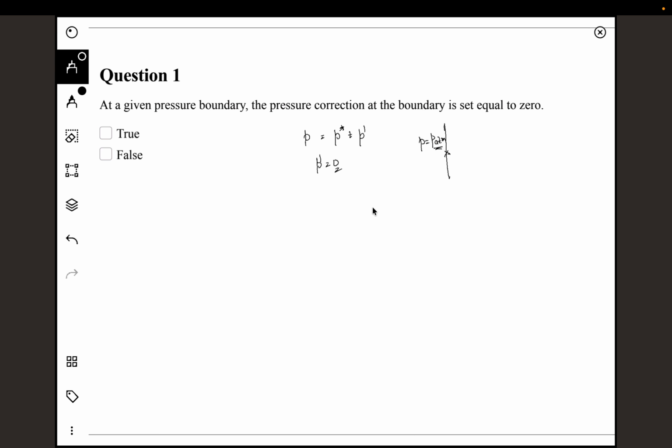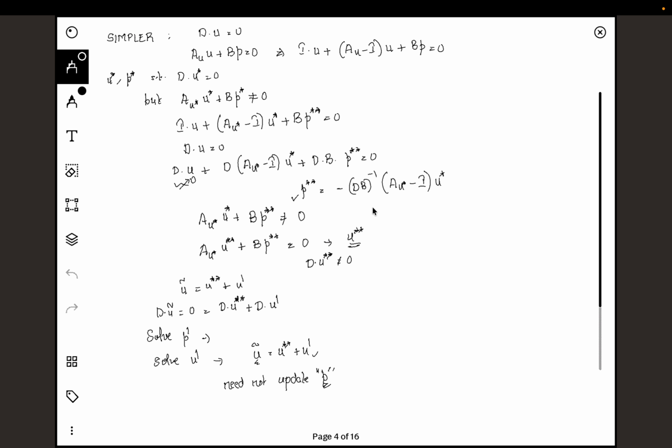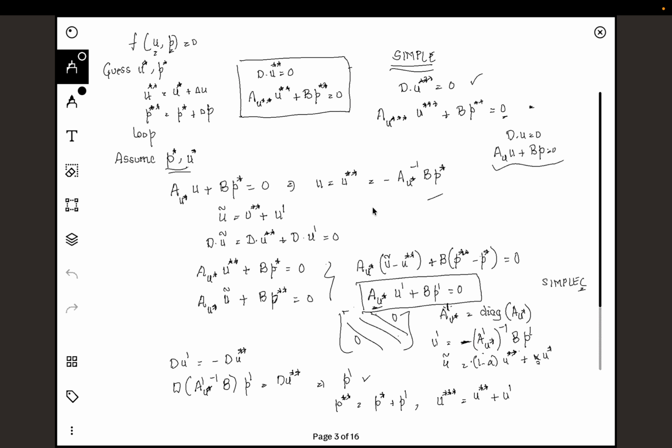The same applies even for velocity. If you are having a boundary like a no slip condition where velocity has to be zero, the velocity correction will become zero at those boundary conditions. And why do we need them? You see the matrices here. This is the matrix you will be solving for P prime, U prime accordingly. So this D, AU prime, B prime and all these things require boundary conditions. Depending on the type of boundary conditions, this value will change.